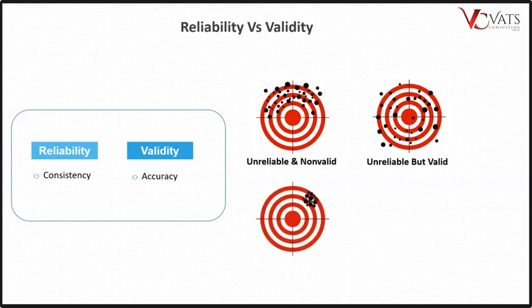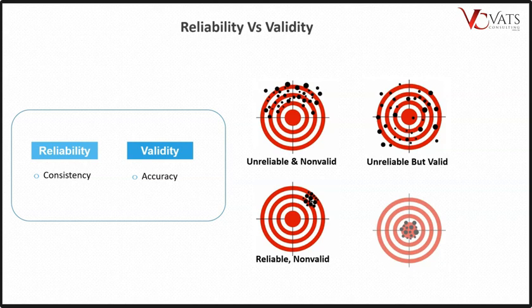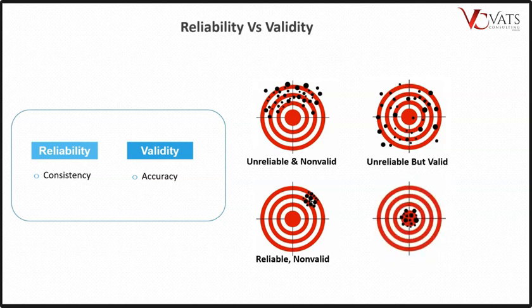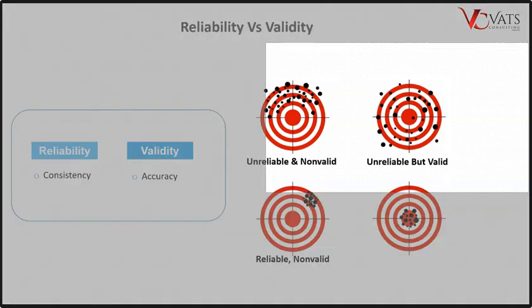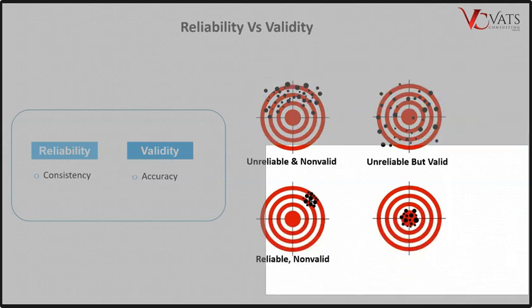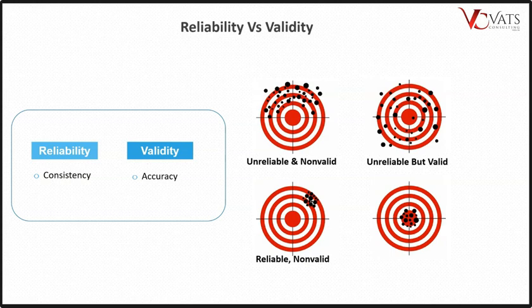Now this picture. You will see this person is consistent. He's consistent, but what about validity? He's reliable but not valid. And this one: he's consistent and valid, both, and validity is high. Not like the previous pictures, where validity is low. Here validity is high. So that's how reliability and validity work.